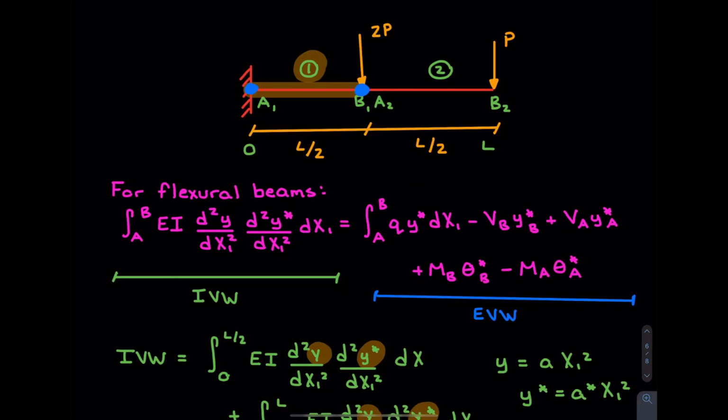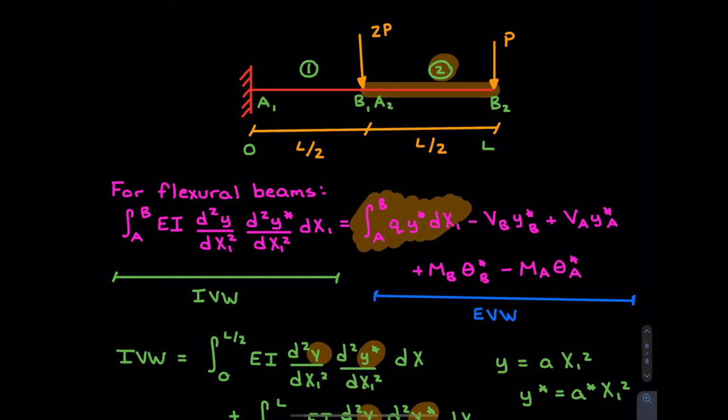Again, that region was from A1 to B1, so I'm going to erase these 2 points because now we're going to have to do the exact same thing, except we're going to be looking at region number 2. So this is region number 2. So we're going from what I call A2 all the way to B2. So this region right here, and again, we're just going to go through the 5 terms. Looking at the first one, we see that it's the distributed load. And from A2 all the way to B2, we know that there is no distributed load, so therefore that is going to be 0.